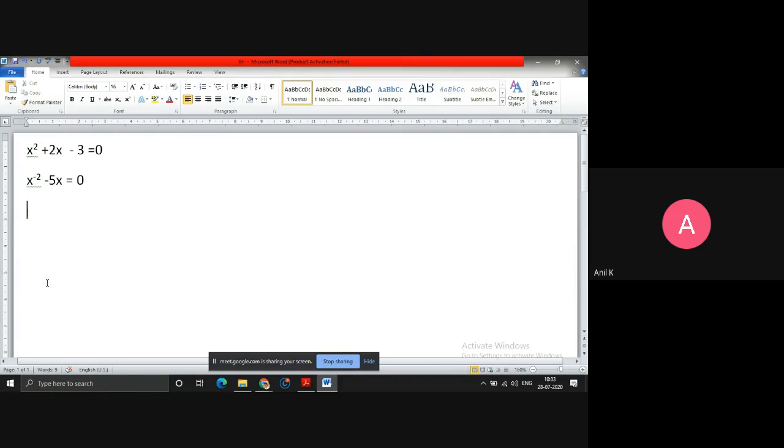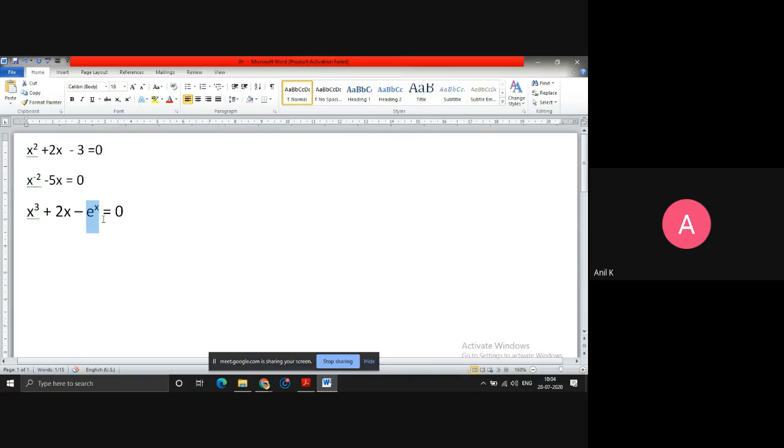Not only this, if I have, for example, x cube plus 2x minus e to the power x equals 0, can we say this is a polynomial, or an equation of a cubic polynomial? Still we say it is not a polynomial because we have exponential terms. In a polynomial, we have only x terms, no exponential terms.